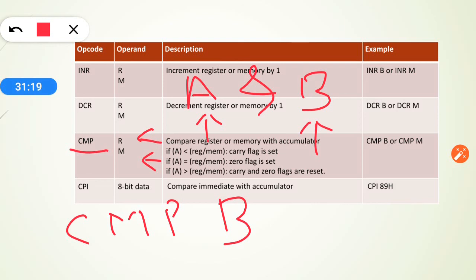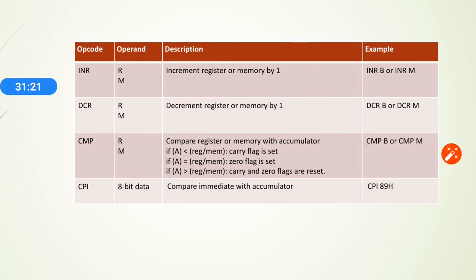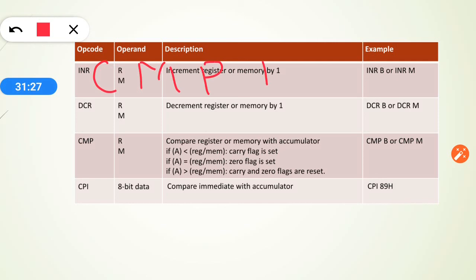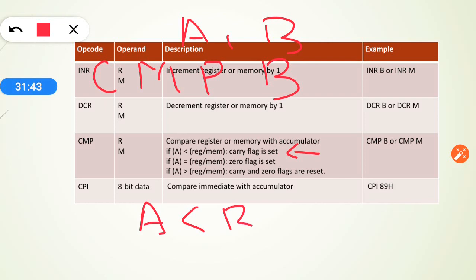Now how to get the result of the comparison, right? We have given the command CMP B, so we compare A comma B, that is the content from the accumulator and the content from B register. Here you can see on the chart, if A is less than B, then the carry flag is set. That means CY becomes 1. CY is a carry bit which is in your flag register as we discussed in the block diagram.